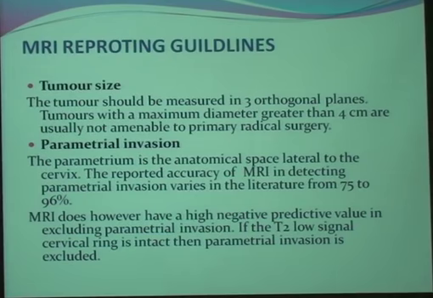We have certain points to report when we are reporting acute cancer cells. That's to comment on the tumor size. The tumor should be measured in 3 orthogonal planes, and a maximum diameter greater than 4 cm usually is not available for primary radical surgery.